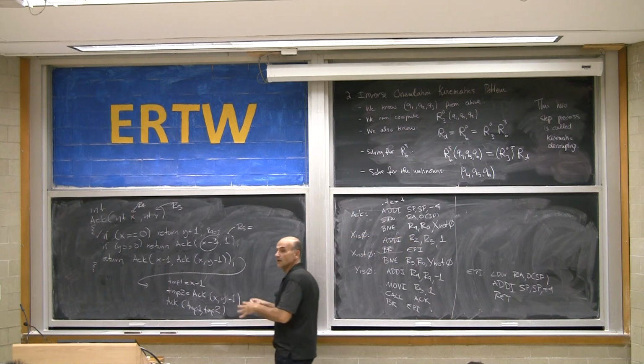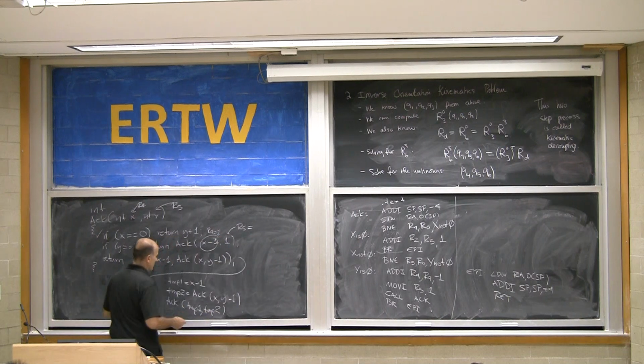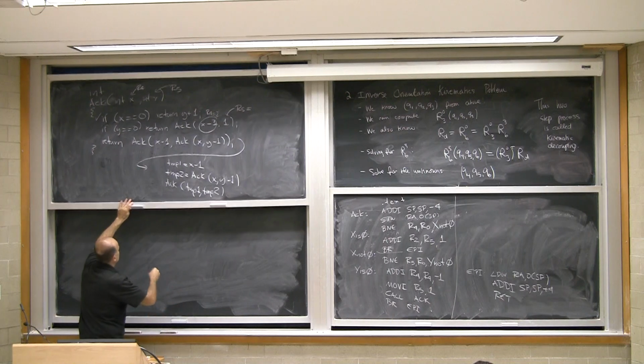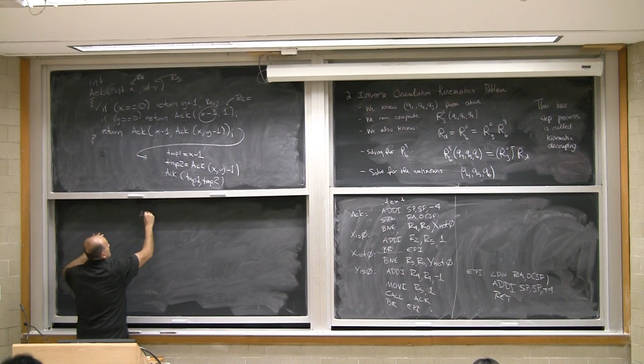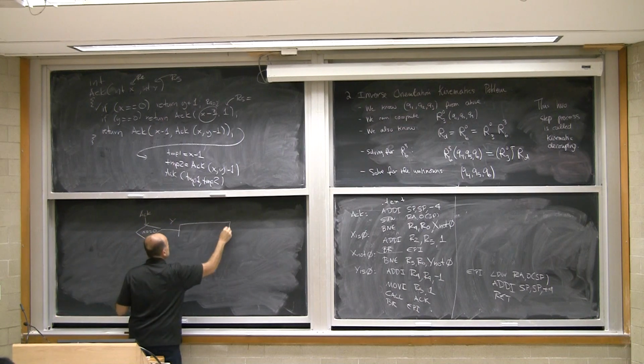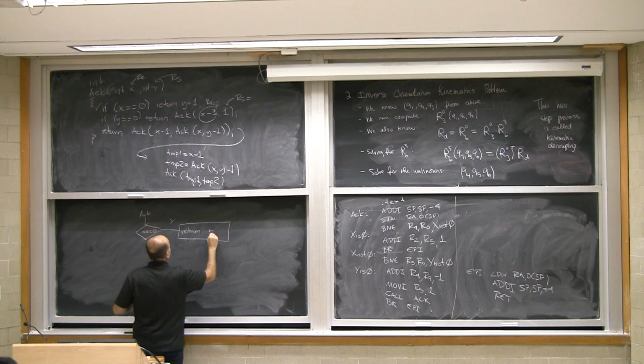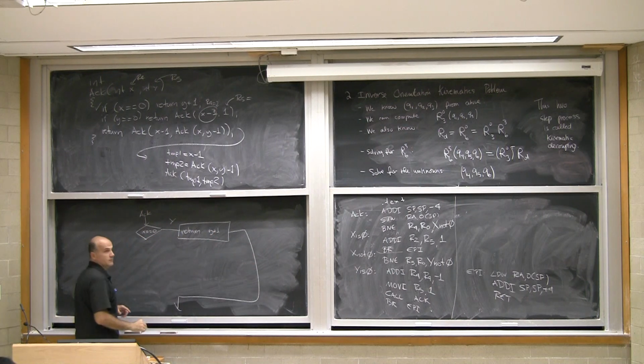Let's look at where we are right now, and let's understand what's going on. You're coming in, this is the entry point to Ackermann, and first you say, is x equals to 0? Yes, then you do return y plus 1, and we are out, okay?